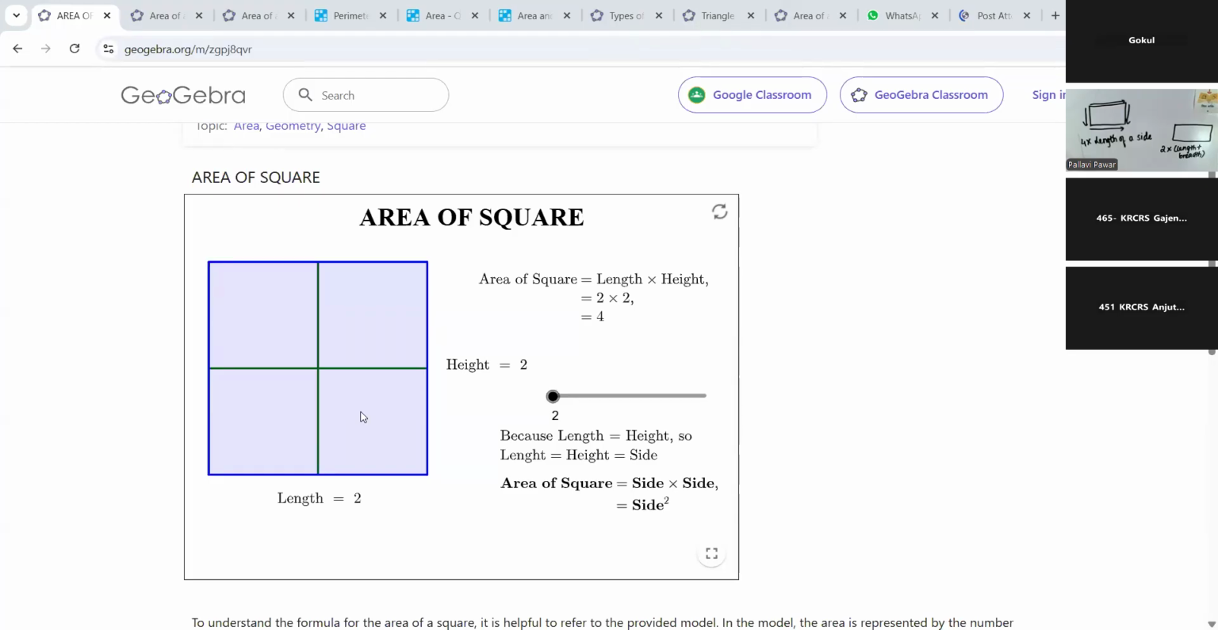Because of that, instead of writing length into height, we are just going to put side into side, because length and height are equal. So it becomes side squared. So the area of a square is side squared. Now we will talk about the next figure.